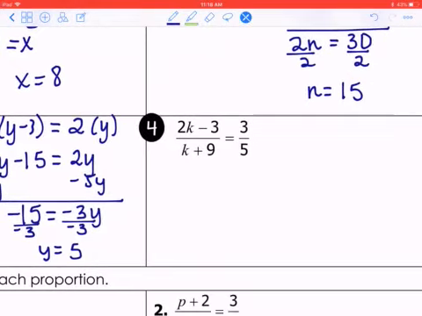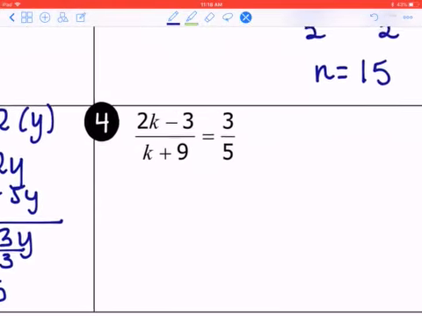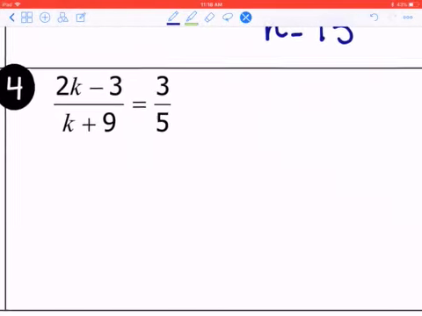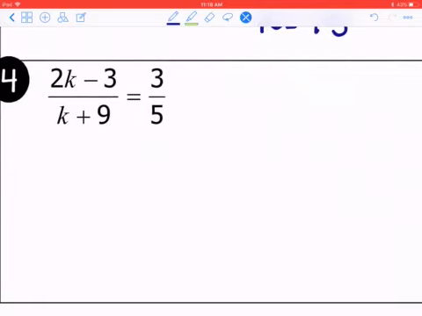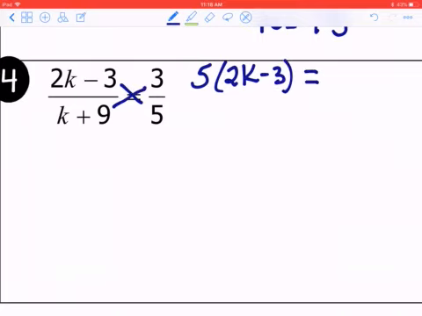Example number 4 has a lot going on. We're going to have double distributive properties. I'm going to zoom in so I have room. I'll show you what I mean. Go ahead and cross. So it would be 5 times the quantity 2k subtract 3, and it equals the other quantity of 3 times k plus 9.